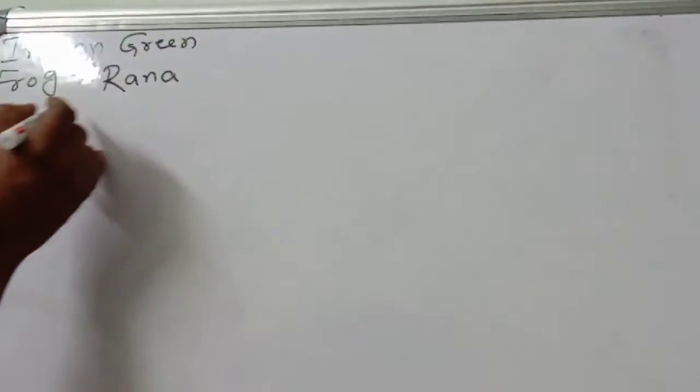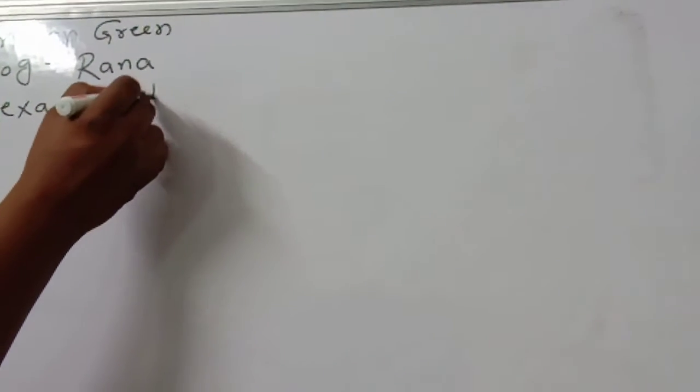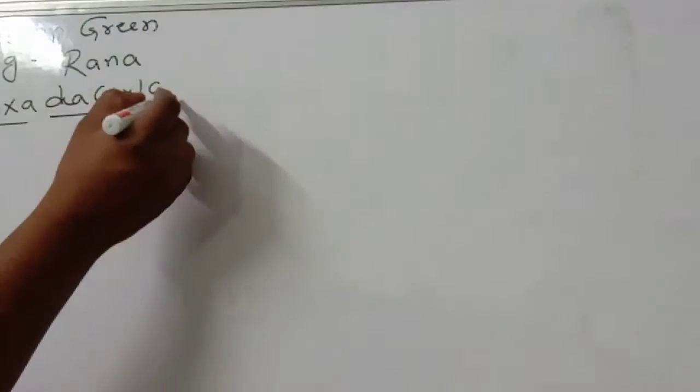We are discussing the Indian green frog. What is the scientific name of the green frog? Rana hexadactyla. This is the most important. Okay, Rana hexadactyla. Now some more characters.